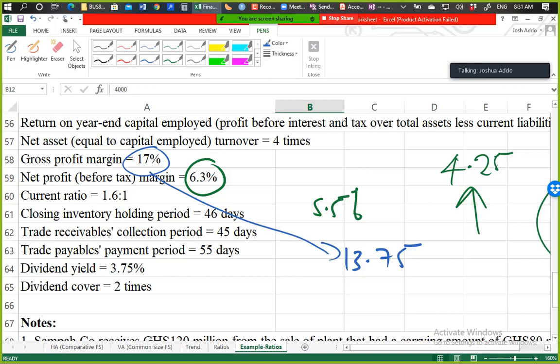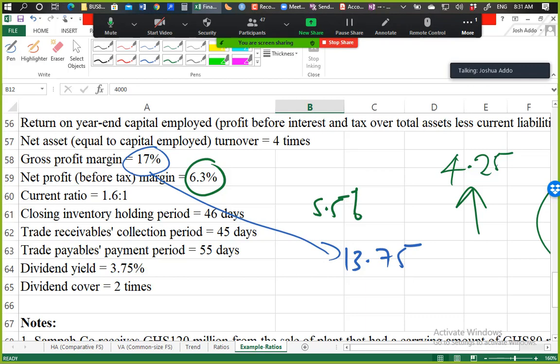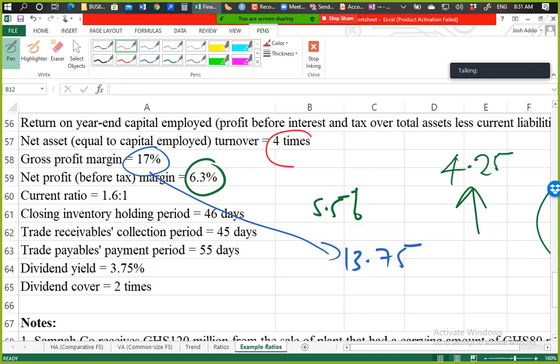So the formula is correct: revenue divided by capital employed. The previous year performance is 4 times. This is the figure. And this year we are doing approximately 6 times, equal to 5.9 times. So you should be able to make a good commentary.